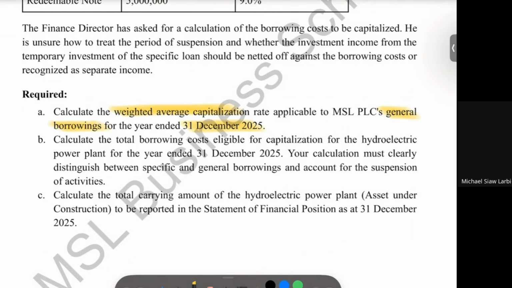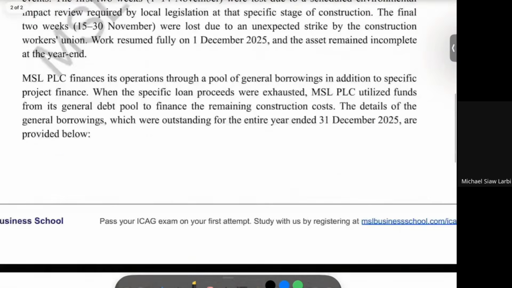The B part is to calculate the total borrowing costs eligible for capitalization for the hydroelectric power plant for the year ended December 25. Your calculation must clearly distinguish between the specific and the general borrowings and account for the suspension of activities. The C part is to calculate the total carrying amount of the hydroelectric power plants, that is the asset under construction, to be reported on the SFP as at December 25 year end. That's it, right? Let's go through the question.